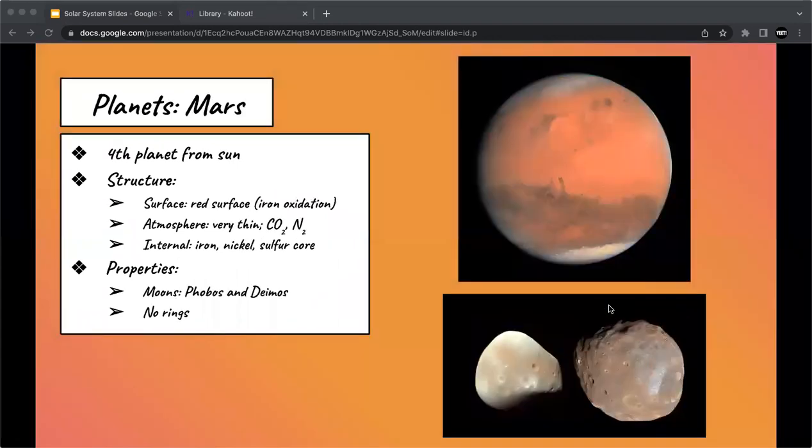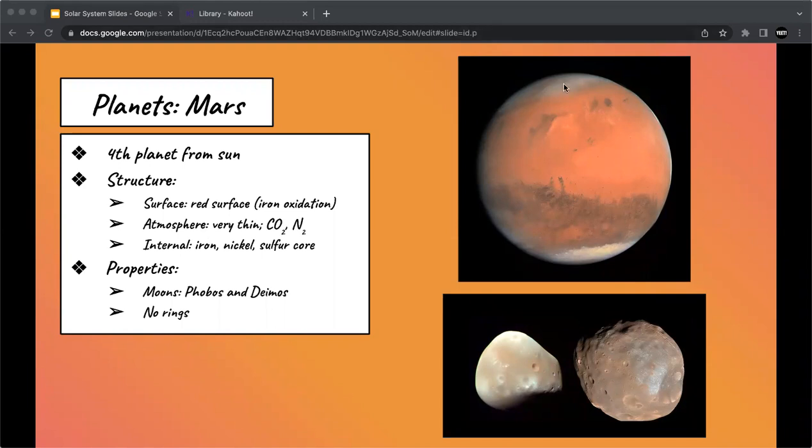Mars is the 4th planet from the sun, and as you can see from the picture, has a very red surface, which is from iron oxidation, which is just iron 3 oxide. It also has a very thin atmosphere and a core that consists of many different elements.